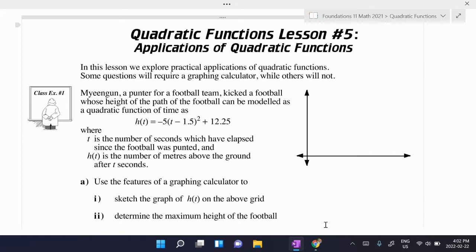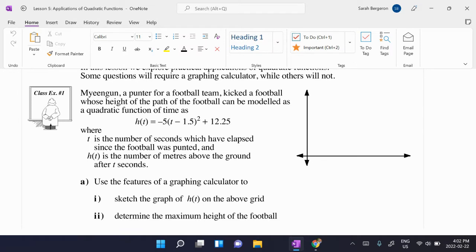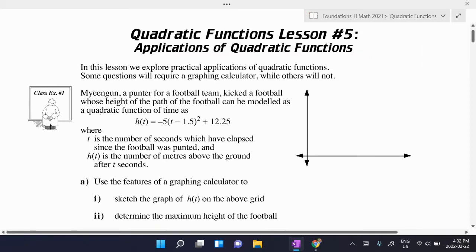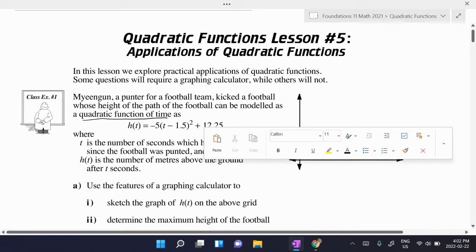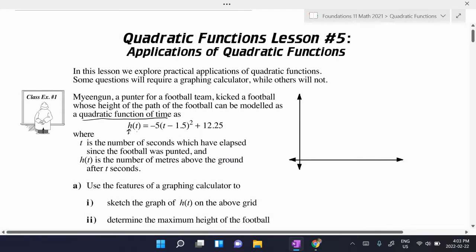A punter for a football team kicked a football whose height of the path of the football can be modeled as a quadratic function of time. The reason they say it like that, quadratic function of time, is that the t in here is time.